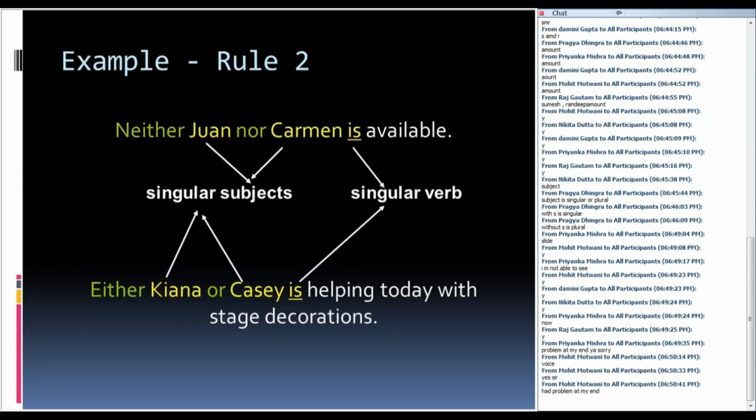Okay. Similarly, neither Juan nor Carmen is available. Juan and Carmen both are singular, connected by the words neither nor. That is why we'll have to use a singular verb. The same thing happens in the next example. Either Kiana or Casey is helping today with stage decorations. You can't say are helping. There are two singular subjects, Kiana and Casey, connected with the words either or. So you'll have to use a singular verb. This is rule number 2, without any exceptions.